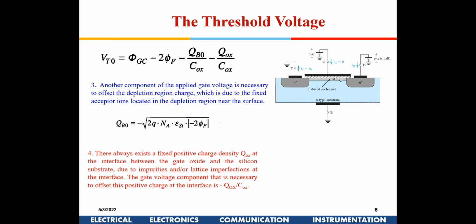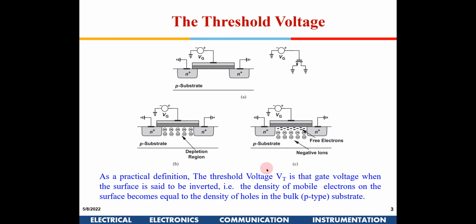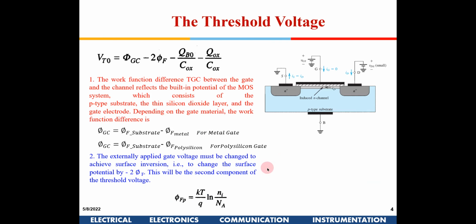Because that is the work required to take the electrons to free space. So you will require more work to take an electron from the substrate to free space, for it to participate in conducting, because they are not that free. Whereas in the metal, with a little bit of work only, the electrons are available for conduction. So this is less. So this again, phi GC, comes out to be positive out here.